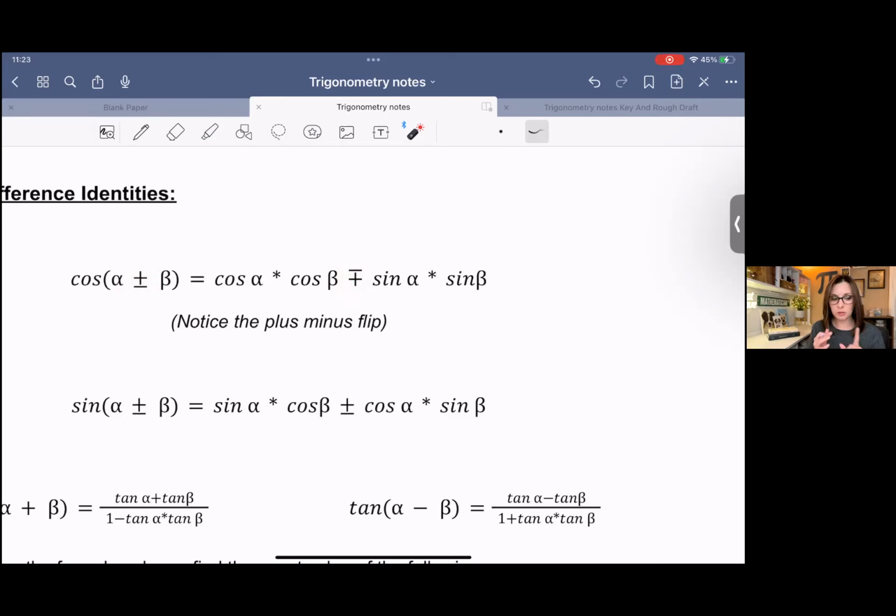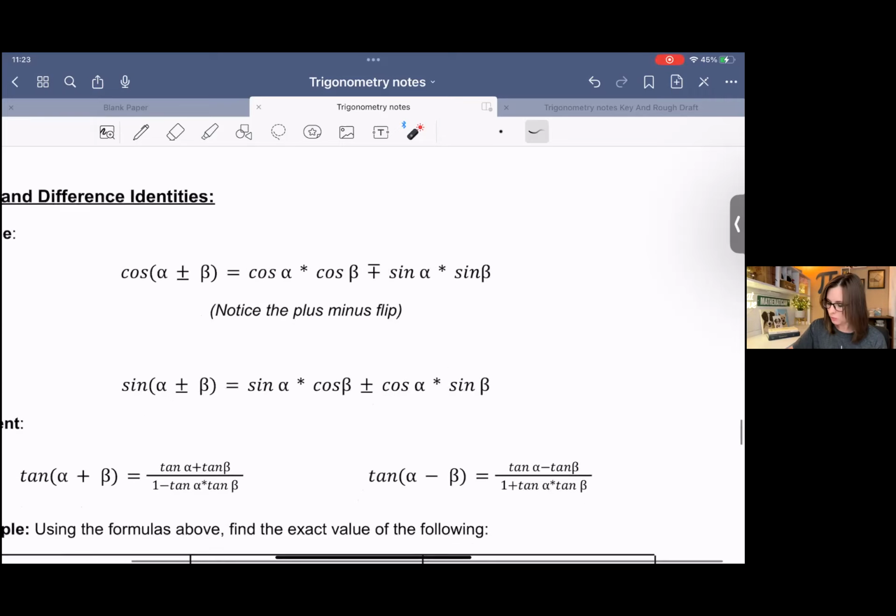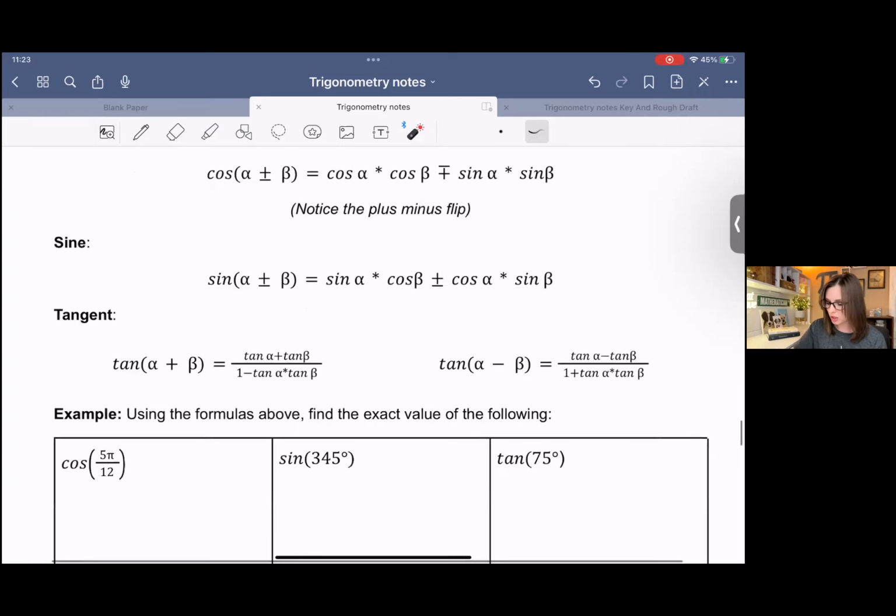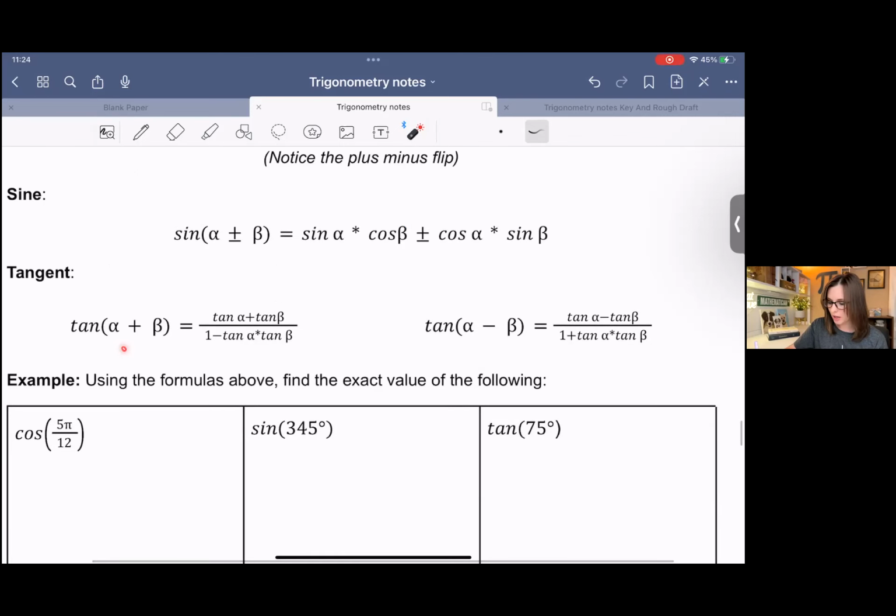Then for sine, it's a little bit different. The plus minus does not flip, but the functions do. So we do sine of the first, cosine of the second, plus or minus cosine of the first, sine of the second. And then we have two different ones for tangent here. We have the plus and the minus, and then you can see the formulas there. So just to kind of orient you to those identities, we are definitely going to be using them. So we're going to use the formulas here to find the exact value of the following angles.